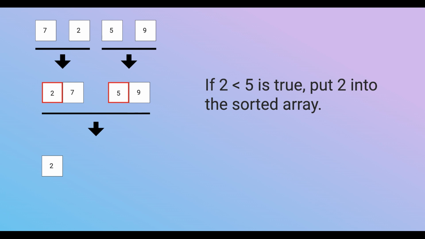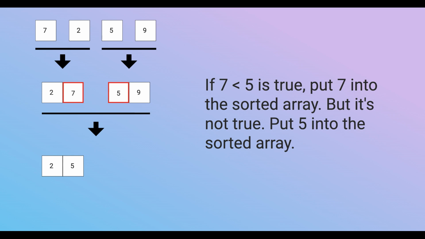Then compare the second element of the first subarray and the first element of the second subarray. If the second element of the first subarray is less than the first element of the second subarray, put it in a new sorted subarray. In our case, 7 is more than 5. We put 5 in a new subarray.